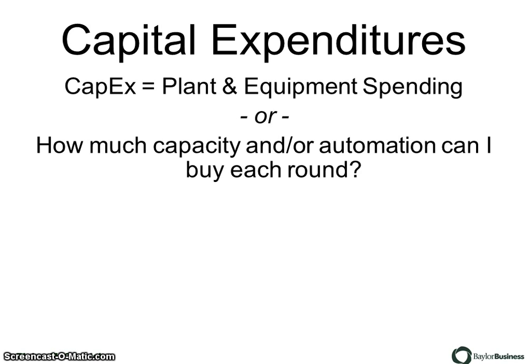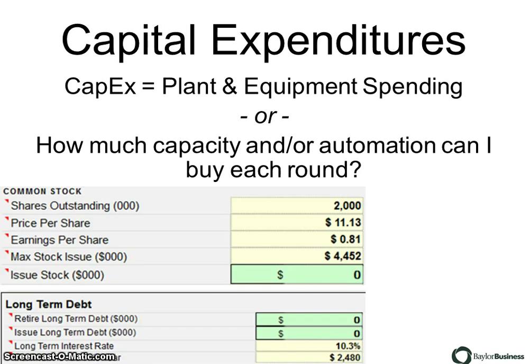Let's start with capital expenditures, or what people call CapEx, which is plant and equipment spending. For Foundation, it really means how much capacity and automation can you buy each round, which is a great question to have in there, and that depends upon how much equity you have out and how much equity you can raise, and how much debt you have out and how much debt you can raise. It's very handy, Foundation is that way.